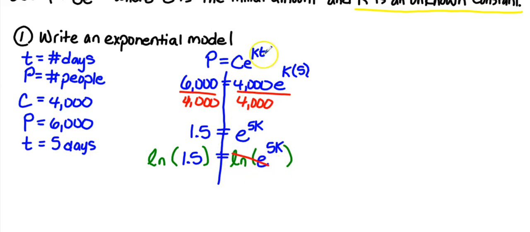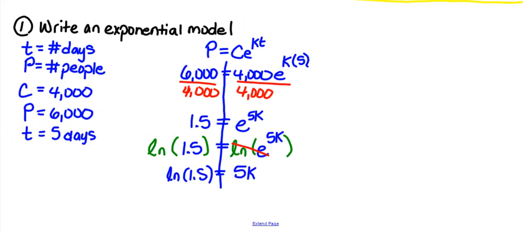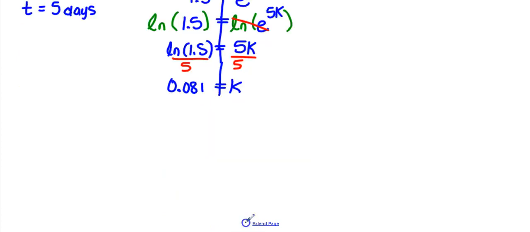Natural log of e will cancel. We will still have natural log of 1.5 on the left side. This is now equal to 5k. To finish solving for k, we will divide by 5. Again, go ahead and get that in your calculator. And we get k equals 0.081.